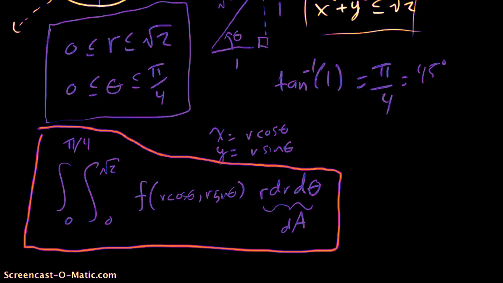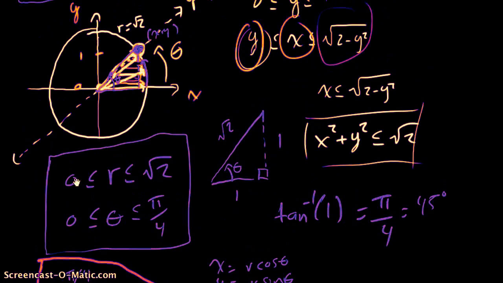I hope that gives you a little bit of clarity on how to make sense of regions that are described in terms of x and y, and then how we can describe them with r's and thetas.